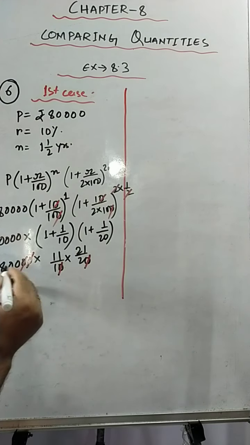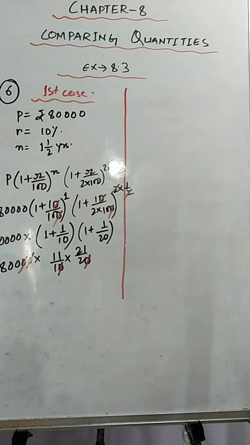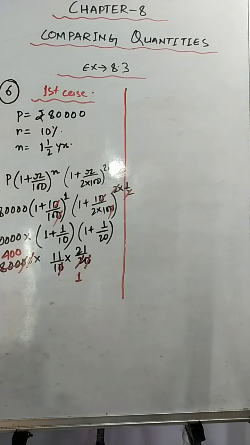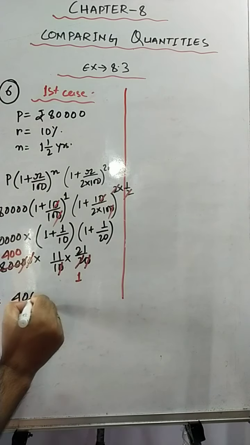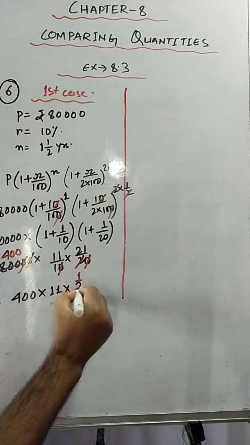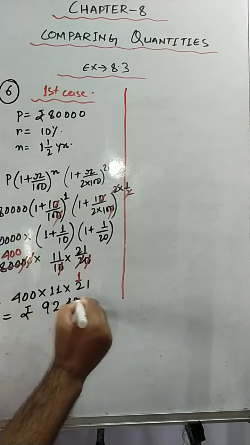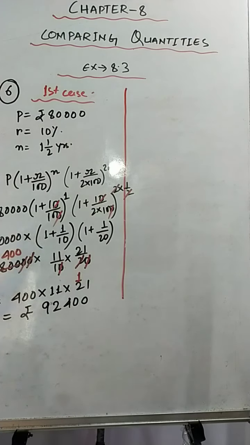Now reduce this 800 with this 2. So what will be the answer, students? 2 ones are 2, 2 fours are 8, so 400. Finally we will multiply 400 into 11 into 21. So our required answer would be 92,400. Okay, now let's do the second case.